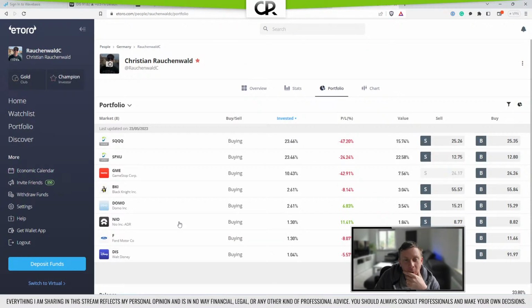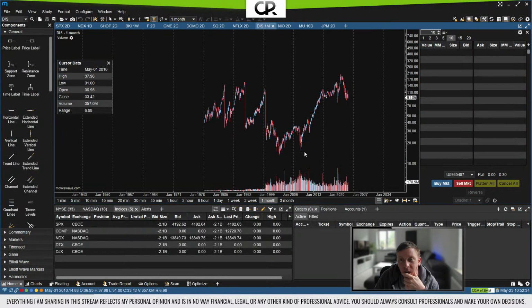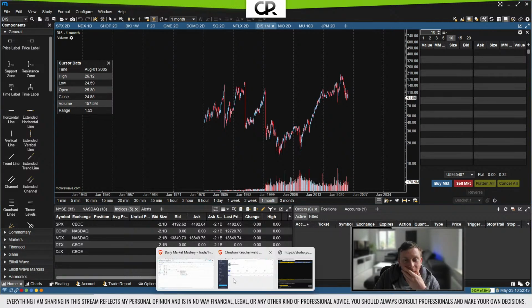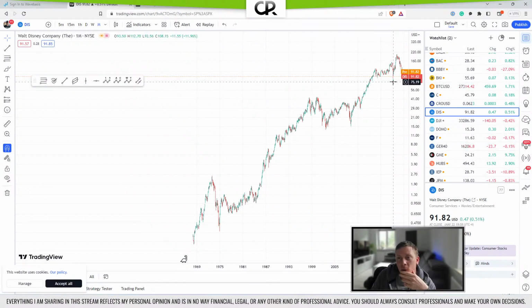So we are currently holding a Disney position, and our stop loss is at 79.07. Where do we have 79.07? Here probably. Why do we have that? It's hard to remember all those things, so don't nail me on those. So 79.07 should be that low here.